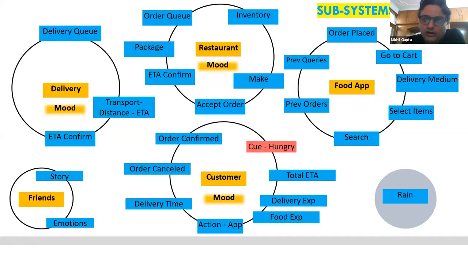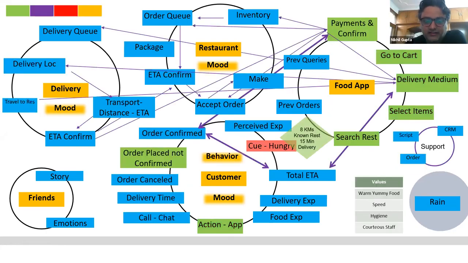These events are broken down into different subsystems. In our Zomato case, there was a customer, food app, restaurant, delivery, payment, external factors like rain, then your friends. And then we did see that there are certain interactions that have happened. So the first interaction was getting hungry and then opening the app, searching the restaurant and confirming the payment, but not confirming the order.